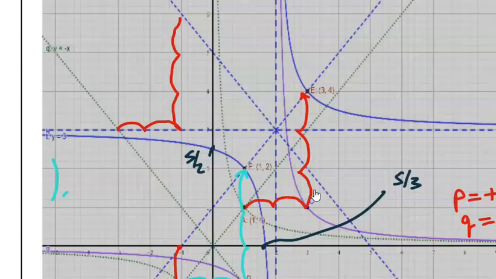So, in effect, I can just do my shifts, put the vertices in place, and then draw the blue graph, and also the vertical asymptote, horizontal asymptote, as well as the axis of symmetry. All of that you can do by doing shifts.